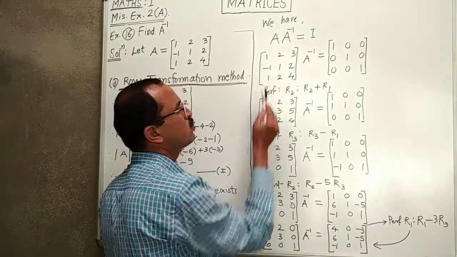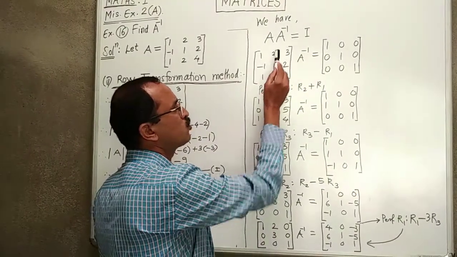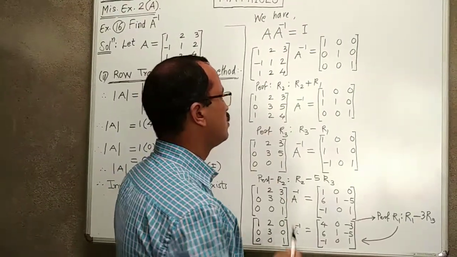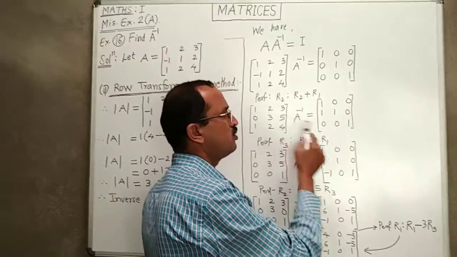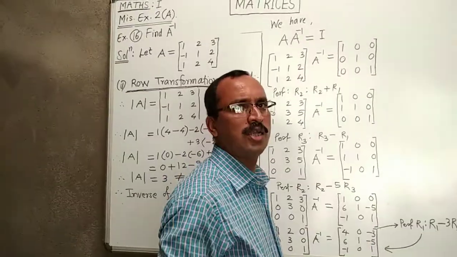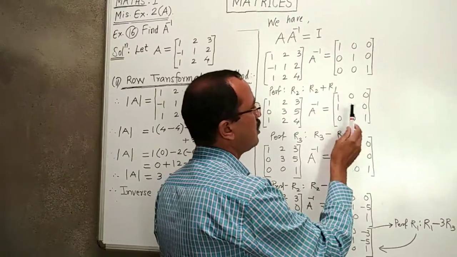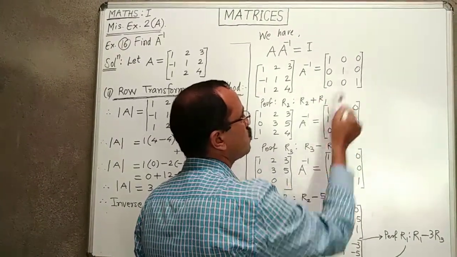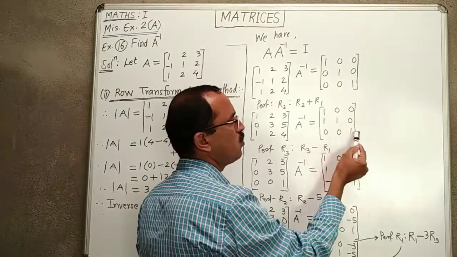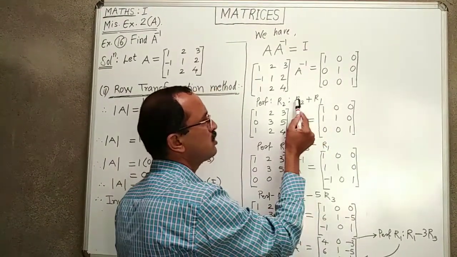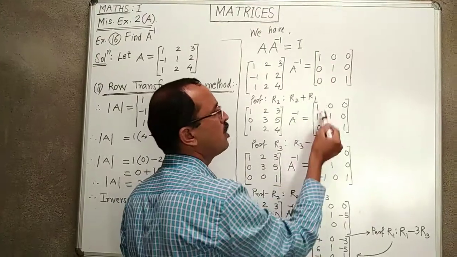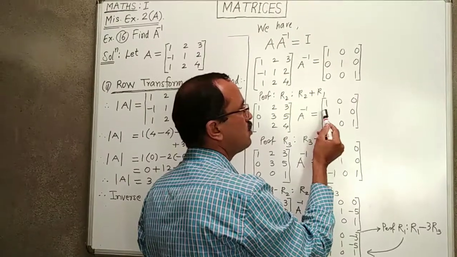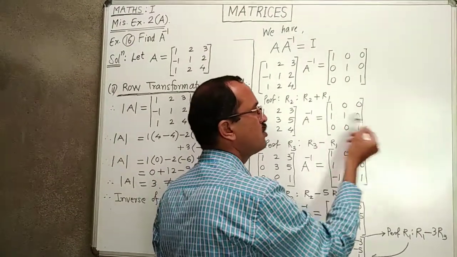So here minus 1 plus 1 is 0, 1 plus 2 is 3, 2 plus 3 is 5. So R2 is changed. The same transformation we use on the right hand side. That means on the right hand side this matrix has R1 as 1 0 0, R3 as 0 0 1, and R2 is changed by using the transformation R2 plus R1. So 0 plus 1 is 1, 1 plus 0 is 1, 0 plus 0 is 0. So on the right hand side R2 is 1 1 0.